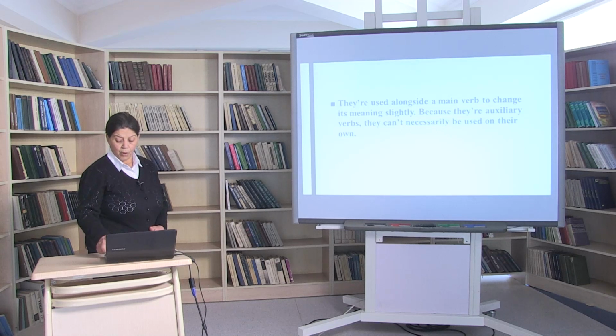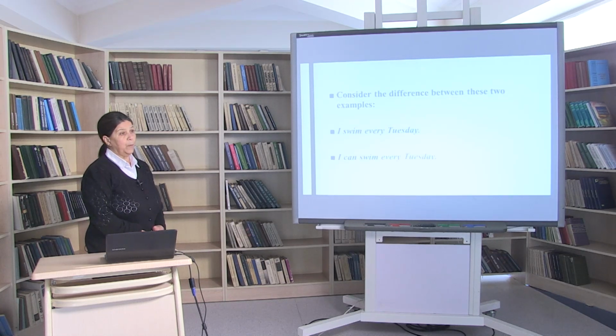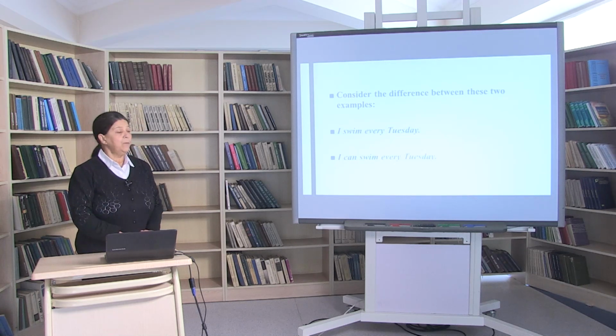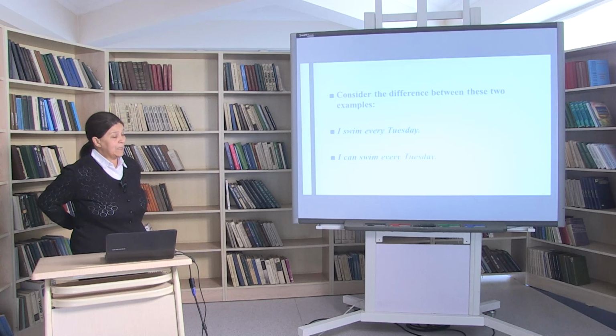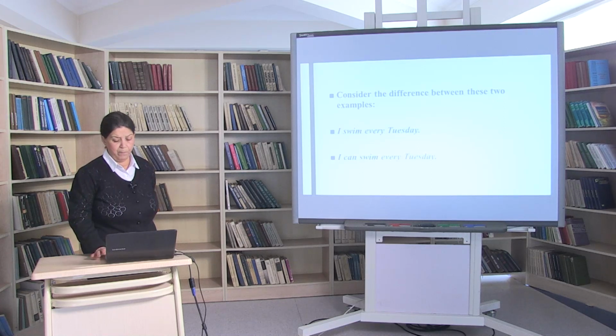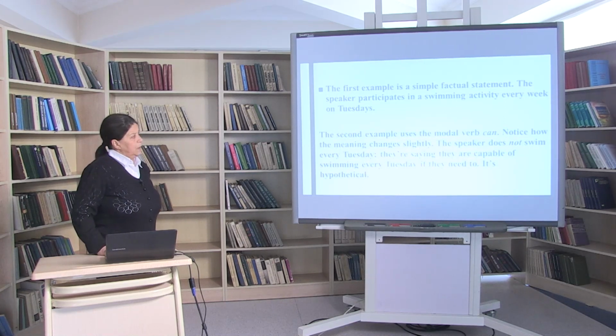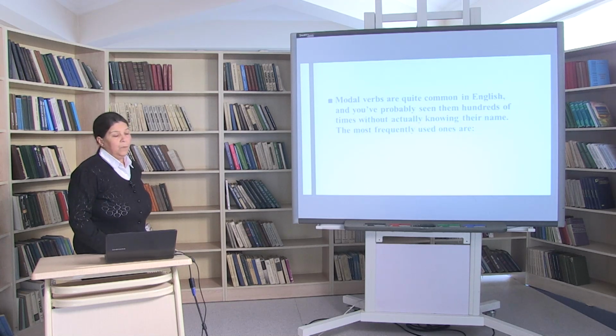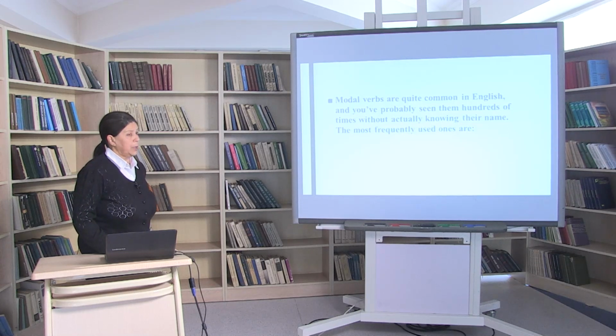For example, now I am going to give you an example. I swim every day. It means that I swim. I have physical ability. But when we say I can swim, it means that I have the physical ability to swim. The first example is a factual statement, but the second example uses the modal verb and it changes the meaning of swim a bit slightly. Modal verbs are quite common in the English language.